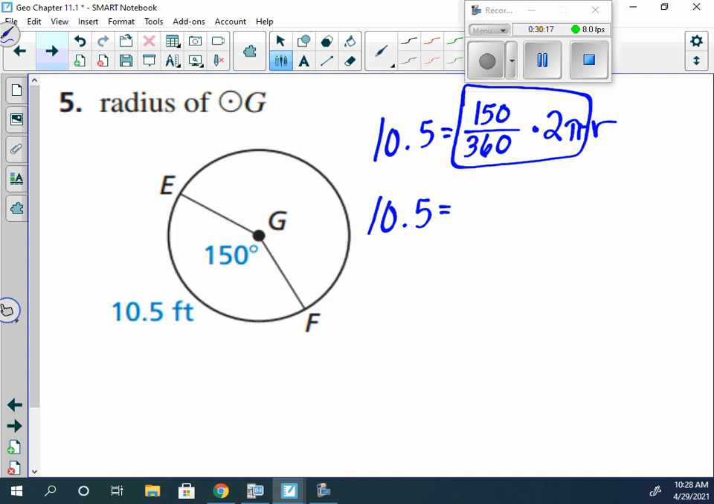And we can multiply those two together, can't we? 150 over 360 times 2 pi. I mean, there's different ways we can manipulate these numbers. Because if I wanted to at this point, I can divide both sides by 2 pi and then divide both sides by 150 over 360. I can multiply those two together and reduce. There's many different ways that we can go about getting r by itself, and that's really the goal.